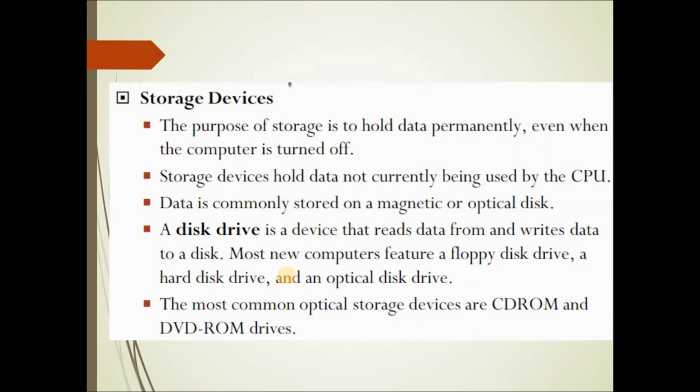Actually, these are the different types of drives you will get. Floppy is there, which is not used nowadays, and magnetic is there, that is hard disks you can say, and floppy is also magnetic, and optical: CD, DVD, Blu-ray. The most common optical storage device is CD-ROM or DVD-ROM.